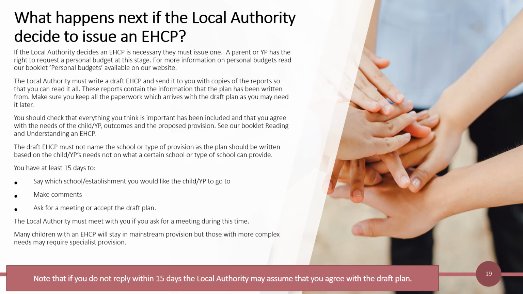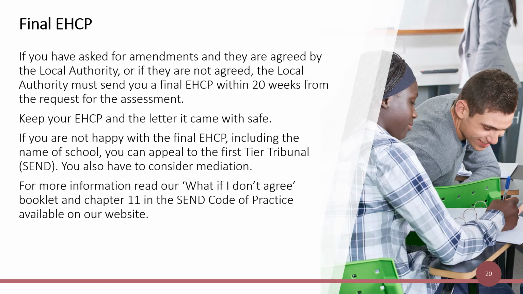You have at least 15 days to say which school or establishment you would like the child or young person to go to, make comments, and ask for a meeting to accept the draft plan. The local authority must meet with you if you ask for a meeting during this time. Many children with an EHCP will stay in a mainstream provision, but those with more complex needs may require a specialist provision. Note that if you do not reply within 15 days, the local authority may assume you agree with the draft plan and issue a final plan.